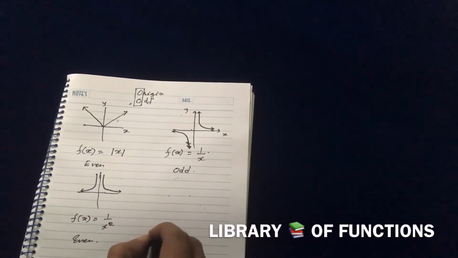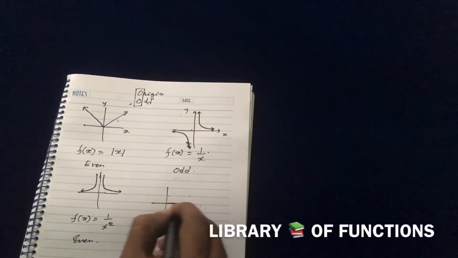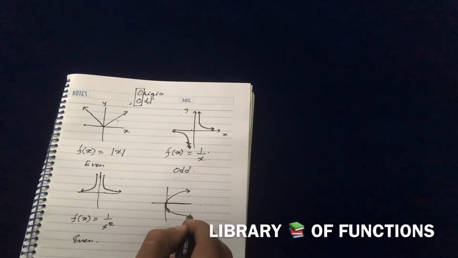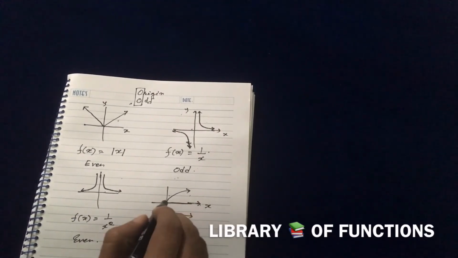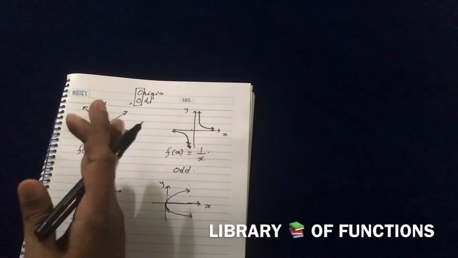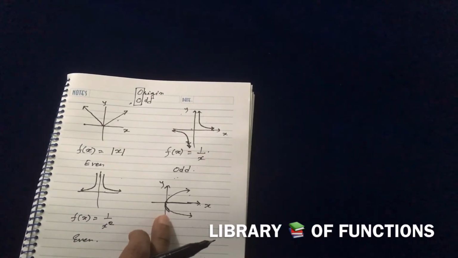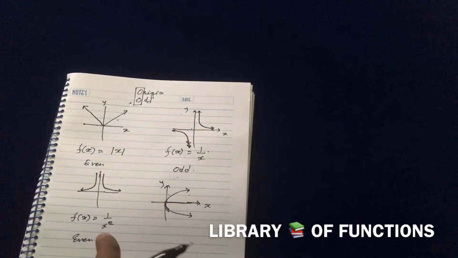Hey, let's draw one unusual graph. For example, let me draw this graph. Don't be too serious about this. This is out of our consideration. What about this one? Is this graph an even function, odd function, or what? Let's say someone asked you this question.